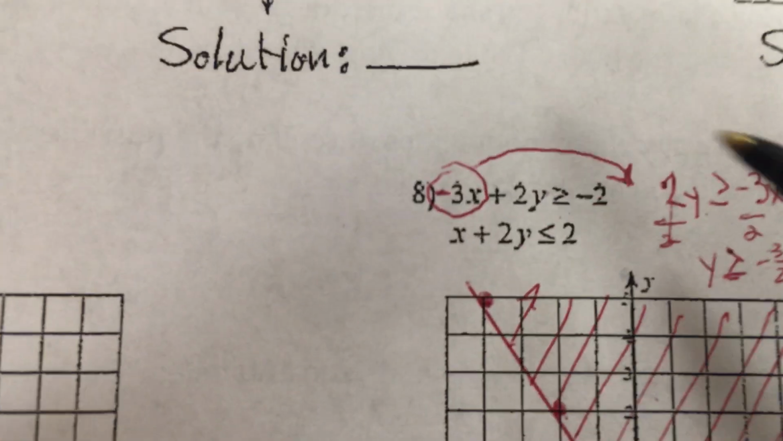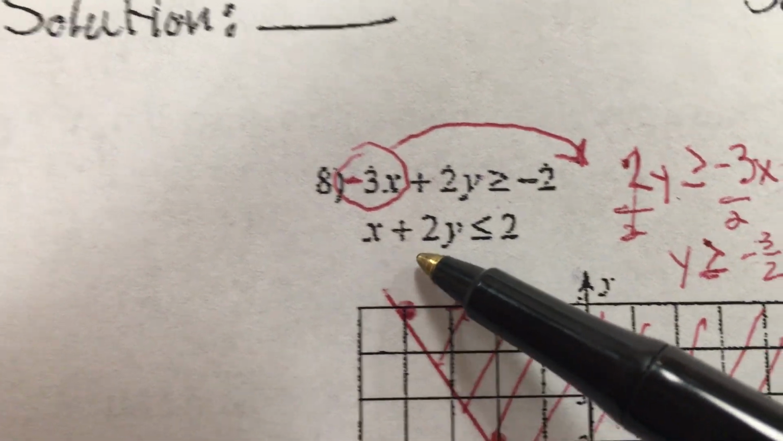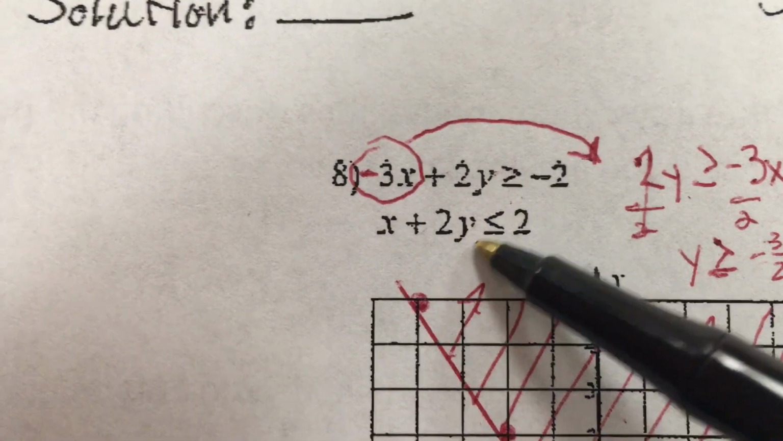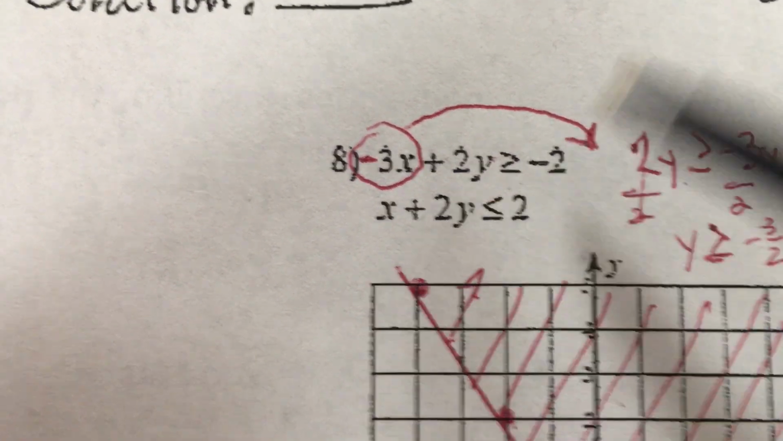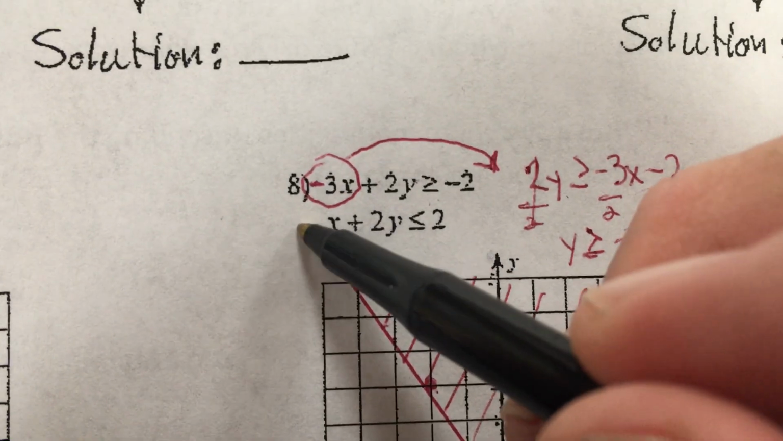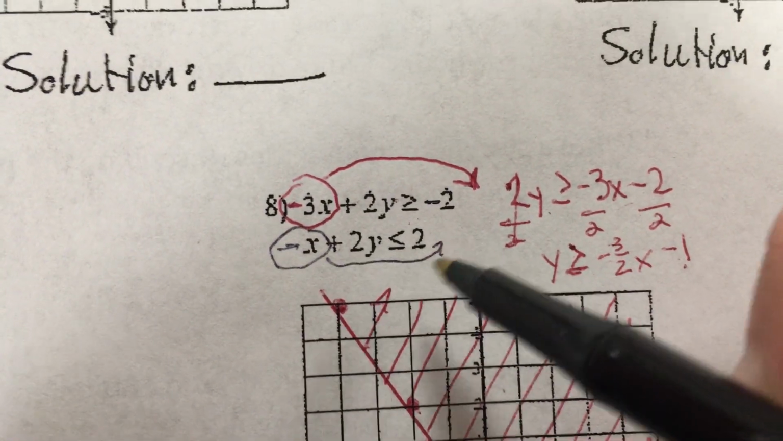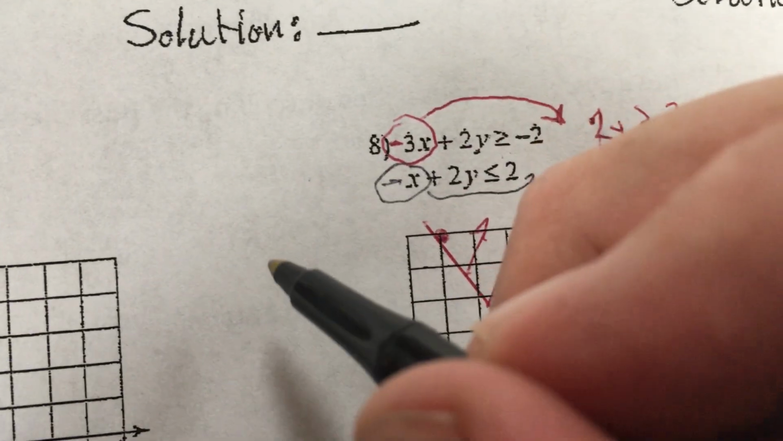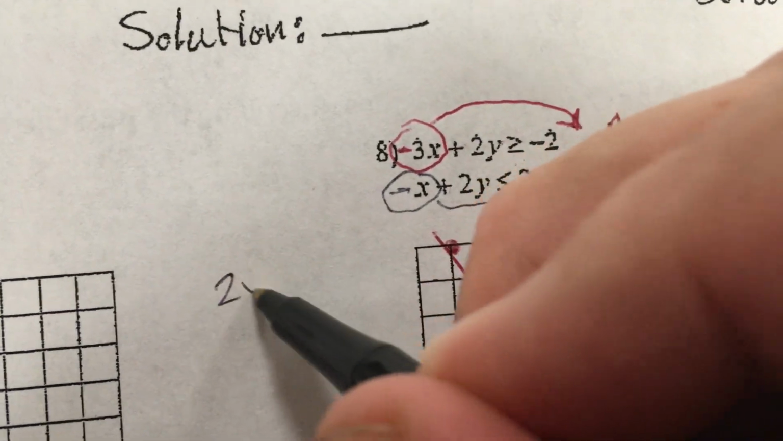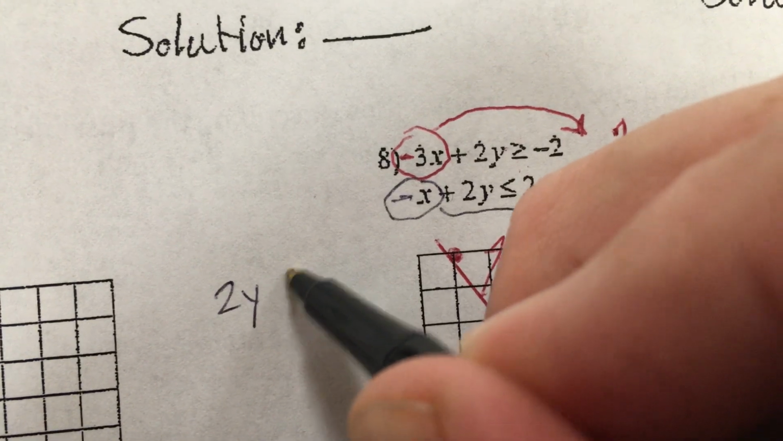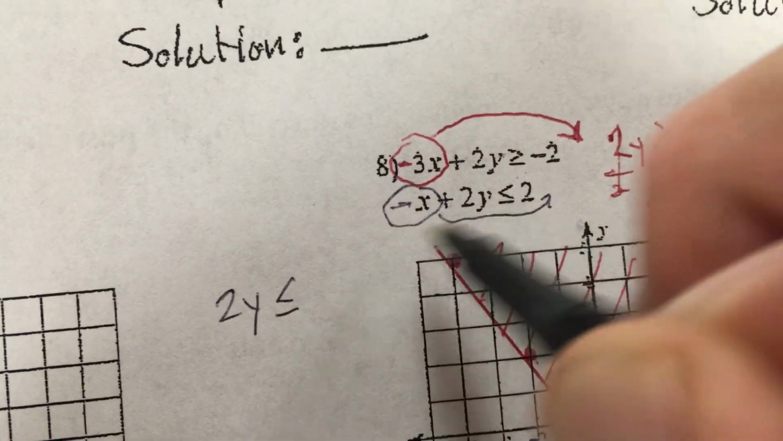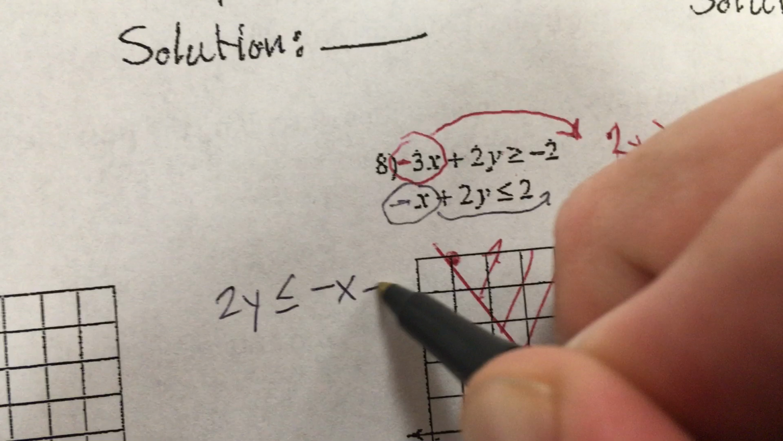And again, first thing we have to do is turn this inequality into y equals mx plus b, or slope-intercept form. So I'm going to do that by making this x negative and moving it over to the other side of the equation. I'm going to slide down here for a little bit more room. So I still have 2y on the left. I now have negative x on the right side with positive 2.